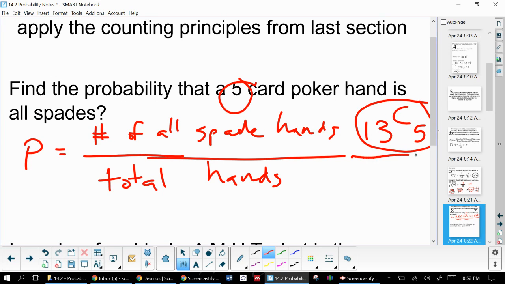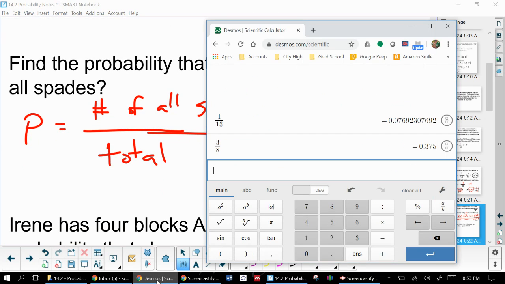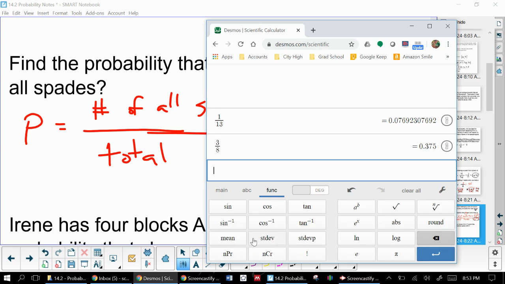Then for the total number of hands, again, order doesn't matter here. So we're going to do 52, all 52 cards, choose 5. This number on the bottom represents the total number of poker hands that are possible. And so when we calculate that, we'd have to definitely use a calculator here.